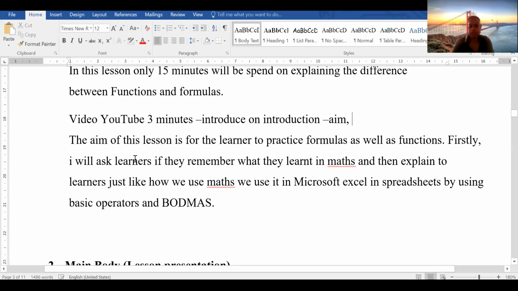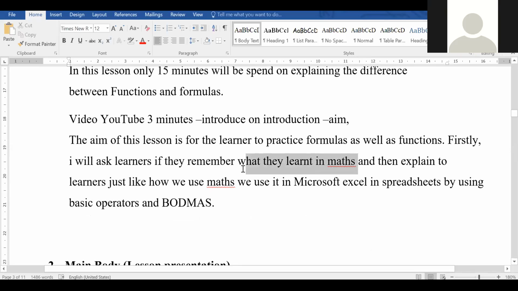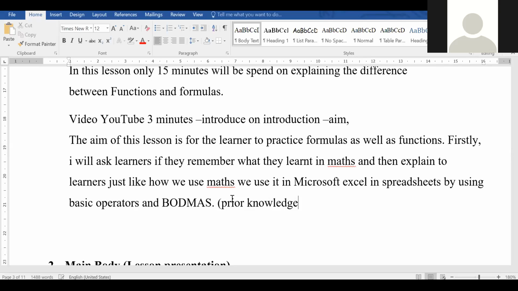Here, the teacher is now asking the learners to remember whether they have learned anything about sum, maximum, minimum. So the learner here is using previous knowledge. And that is what prior knowledge is about. Yes, anybody want to say something?